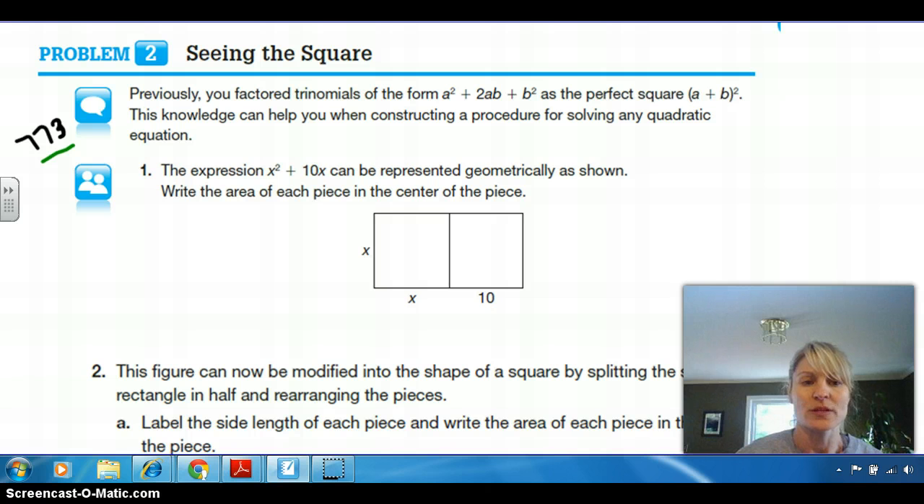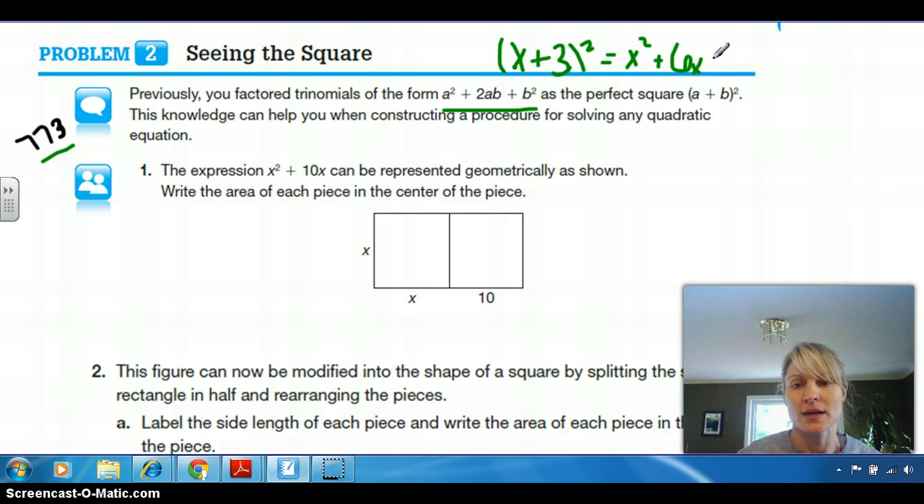But up till now, we've been factoring perfect square trinomials. And they tell us that, this is the example here. So it's a plus b squared. So let's just say we had x plus 3 squared. That would equal a squared, which is x squared, and it's twice this, so 3 times 2 is 6. So it'd be 6x, and then 3 squared is 9. And that's where we get this from.